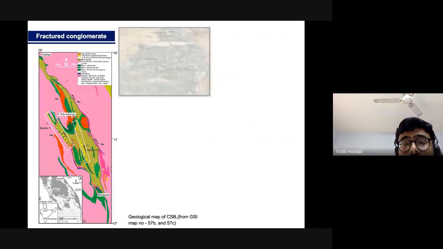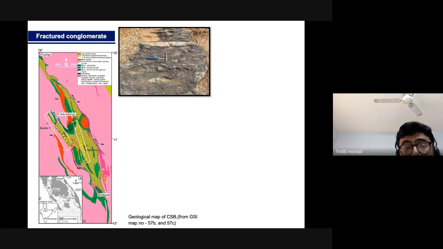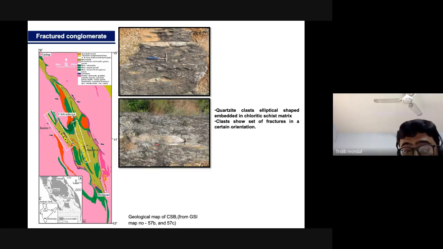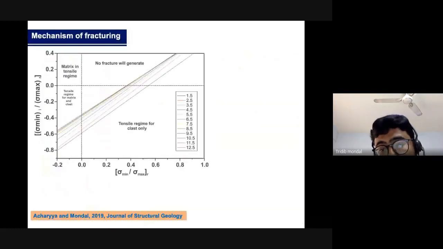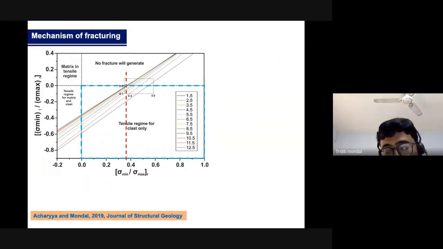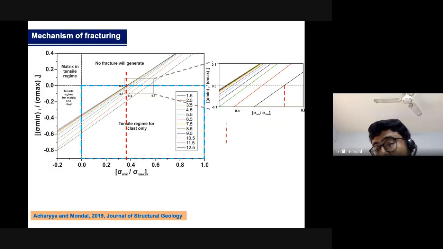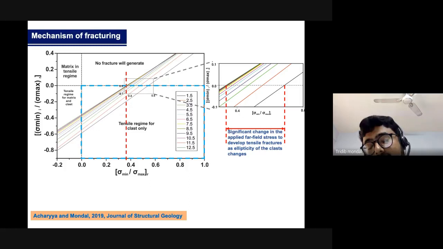Similar results have been obtained from the analysis of fractured clasts from the Paleo conglomerate. I'm not going into the details here, but we obtained the same stress conditions, the same northwest-southeast to east-west directed D3 compressions. Probably that is the main reason for forming the brittle structures in that region.